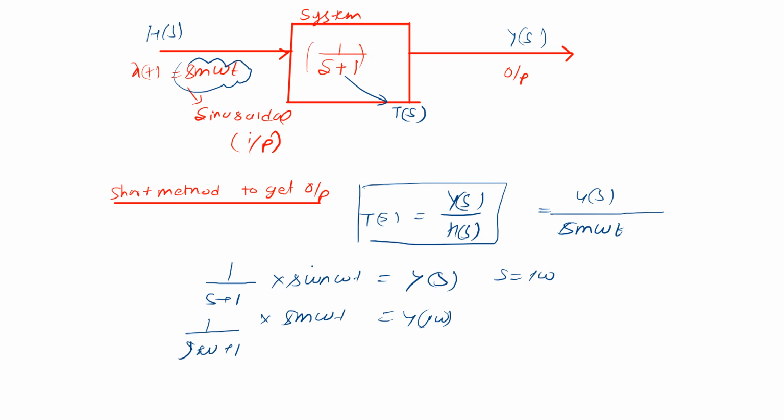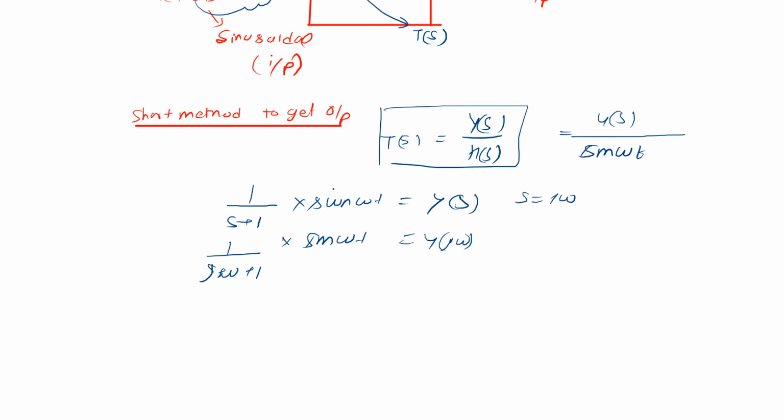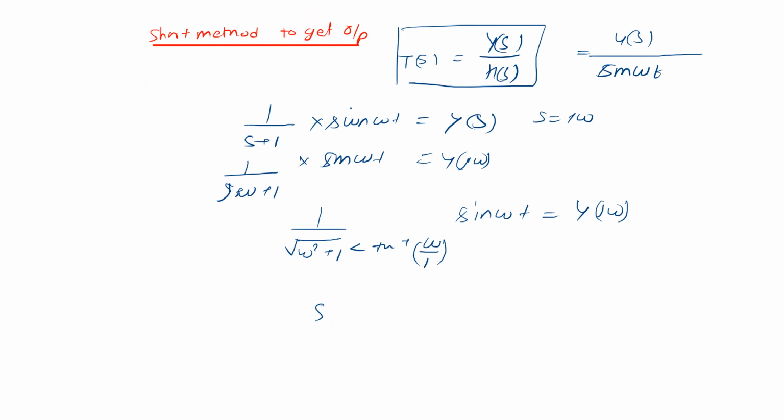And get the angle also. Now we have to do the magnitude of this 1 upon j omega plus 1, that is 1 upon the square root of omega square plus 1, and what is the angle? Tan inverse of omega by 1, imaginary over real. Now you just have to multiply this sine omega t, and the angle will be subtracted from the sine omega t. So this is sine of omega t minus tan inverse omega, and the amplitude is 1 upon the square root of omega square plus 1. So this is your corresponding output.